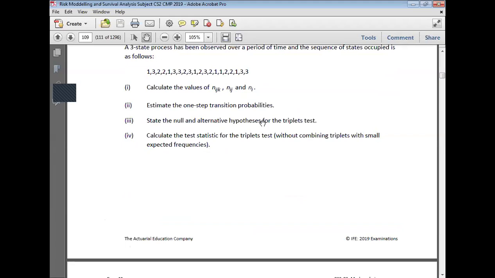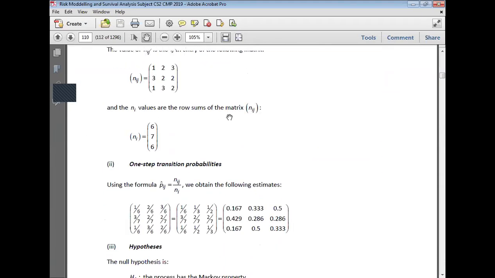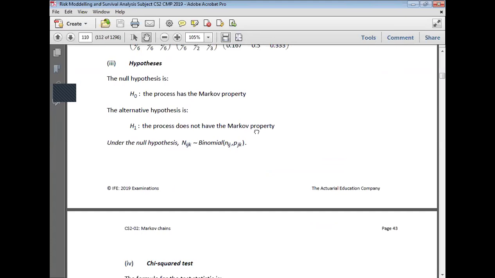So we'll state the null and alternative hypothesis. Whenever I'm doing a triplets test, I assume that my process is Markov. This is the general truth that prevails. But I'm doubtful whether my process has the Markov property or not, so I'm testing to see whether it has it. My null hypothesis is that the process has the Markov property, and my alternative hypothesis is that the process does not have the Markov property.